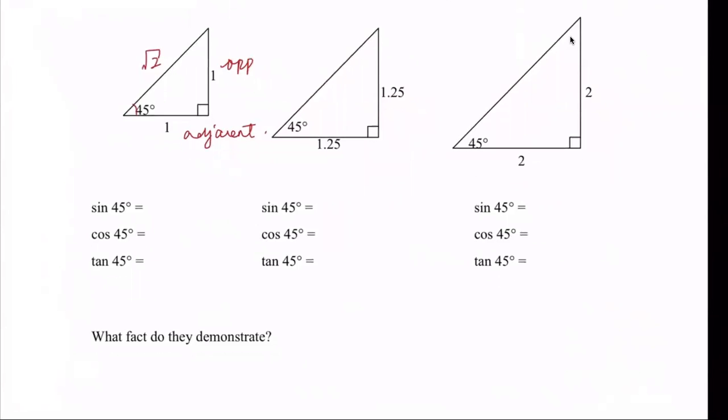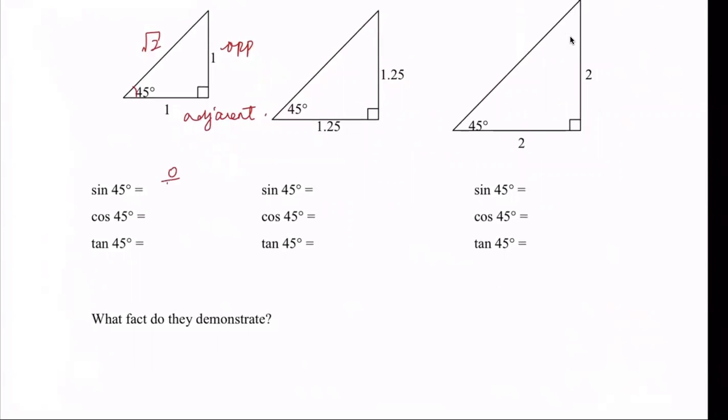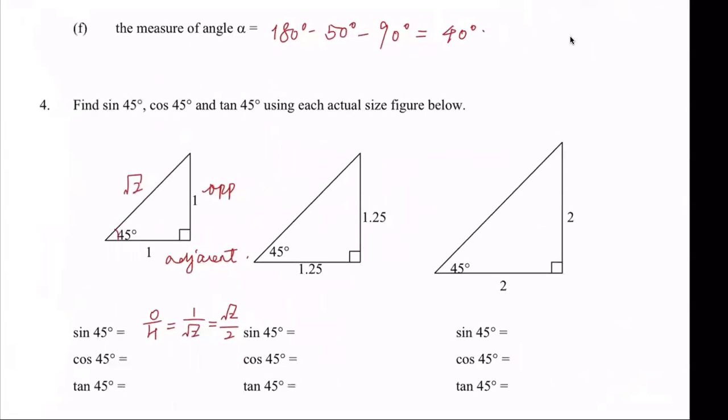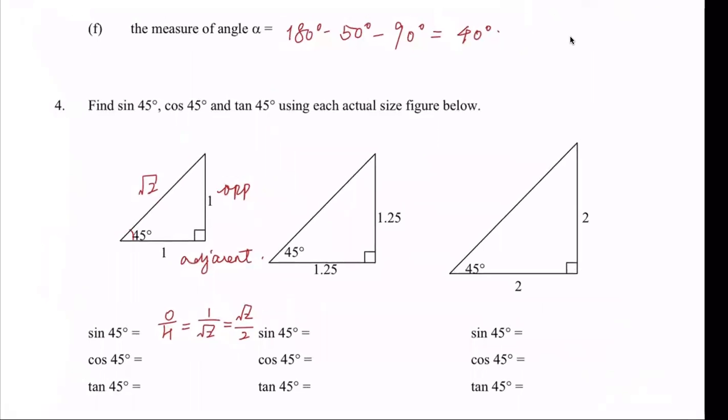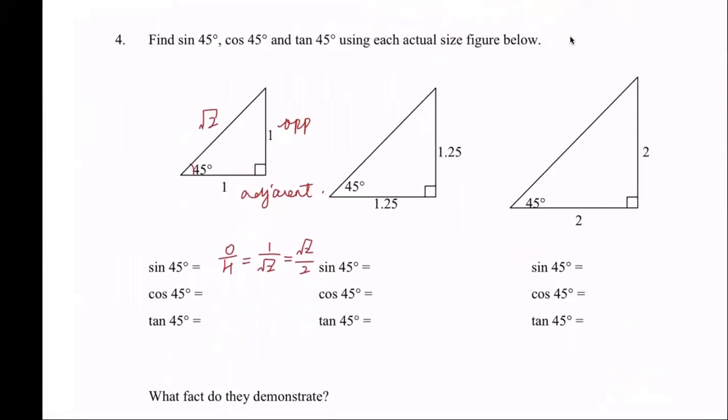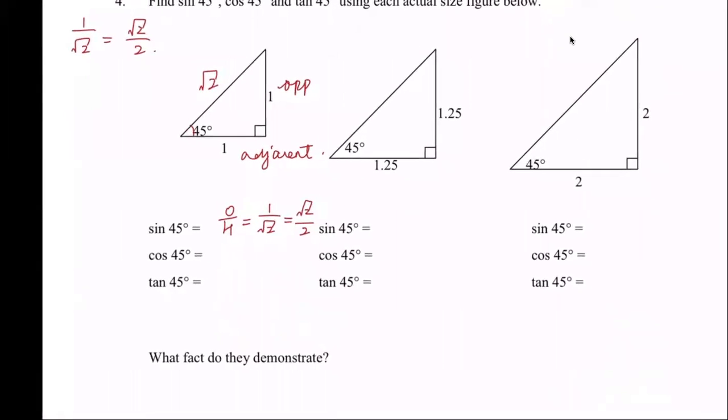So sine 45 is equal to O over H, which is equal to 1 over square root of 2, which is equal to square root of 2 over 2, right? Did I explain why? Okay, I don't remember, so let me explain this again. If you know how to do this, then just skip this part. Let me explain why 1 over square root of 2 is equal to square root of 2 over 2.